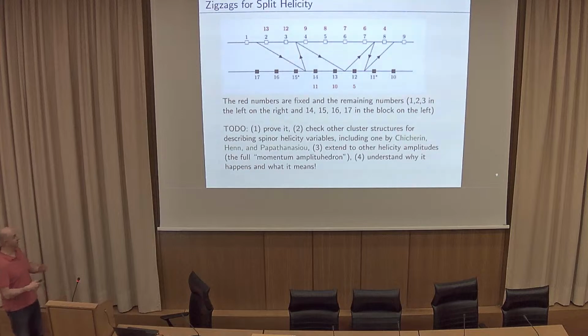Yorgos and his collaborators had a different cluster algebra associated to spinor helicity variables in their paper, extended to other helicity amplitudes, or more importantly, understand what this means. And can you use it, for example, to prove the n-cubed scaling someday?